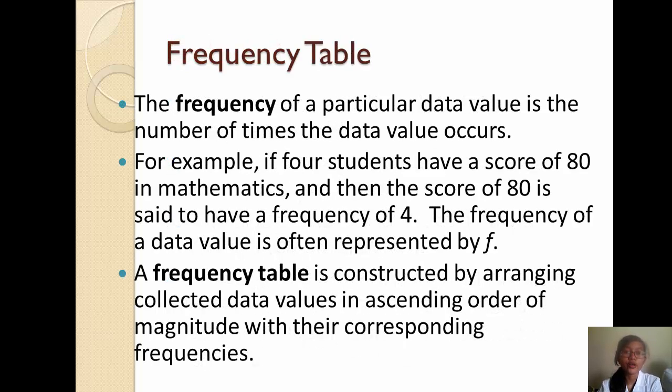Frequency table. The frequency of a particular data value is the number of times the data value occurs. Do you get it? For example, if 4 students have a score of 80 in mathematics, then the score of 80 is said to have a frequency of 4. The frequency of a data value is often represented by f. A frequency table is constructed by arranging collected data values in ascending order of magnitude with their corresponding frequencies.